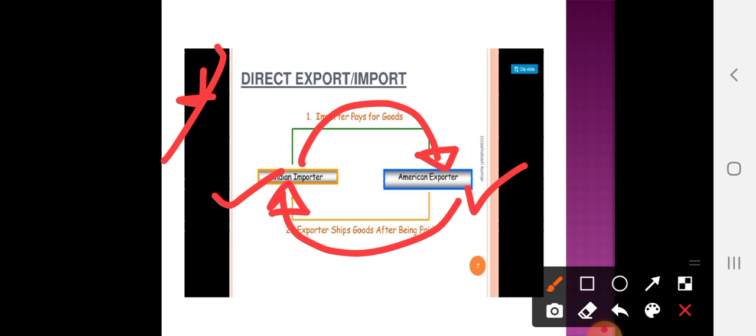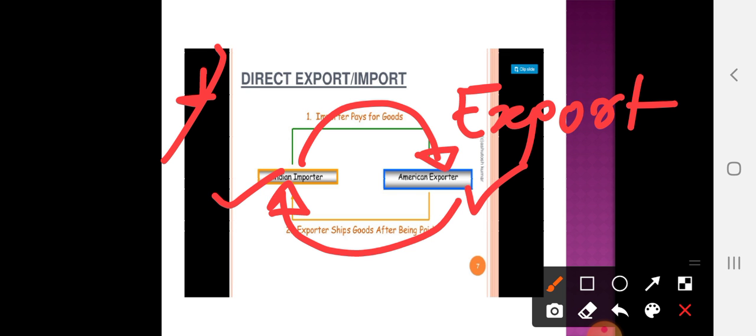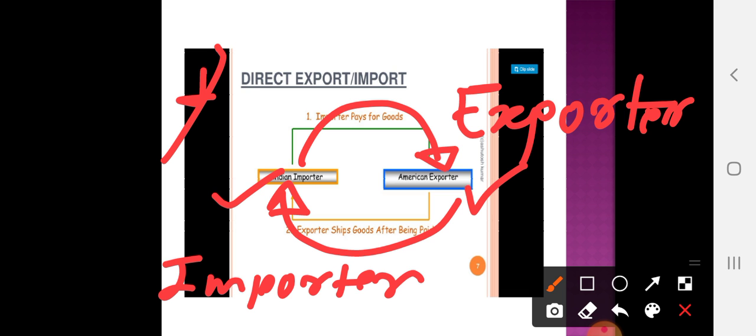For America, it is export, as America is selling the goods, so America will be the exporter. And India is buying goods from America, so India will be called the importer of goods. I hope you have understood with the help of this. This is a direct export or import, we can say. For America it is export, and for India it is import.